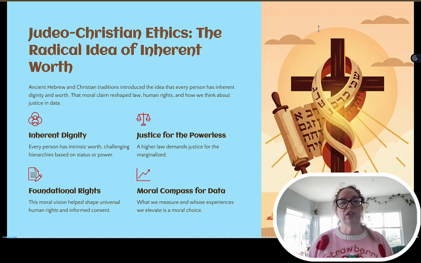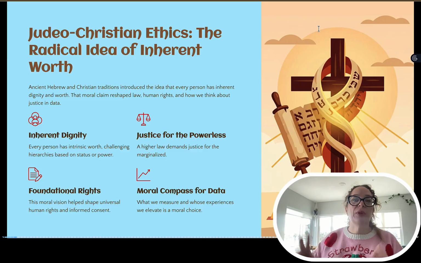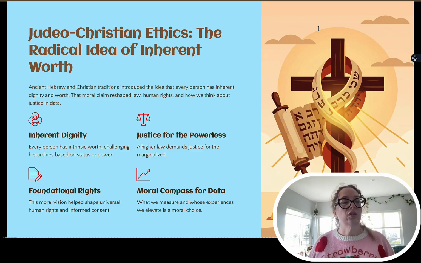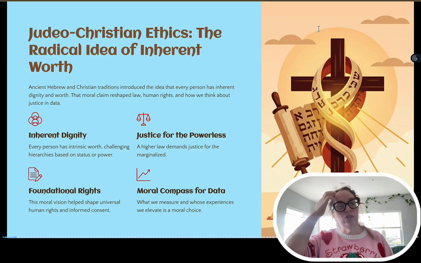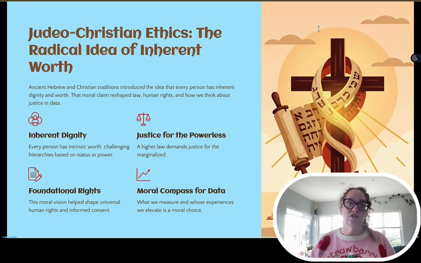Every single human being has inherent worth and dignity. Not just the powerful, not just the wealthy, not just the members of your tribe or your nation. Every person, the slave, the widow, the foreigner, the prisoner, the child, every one of them is, in the language of the book of Genesis in the Bible, made in the image of God, and therefore worth something. In the ancient world, this was not obvious, and it certainly was not the default assumption.